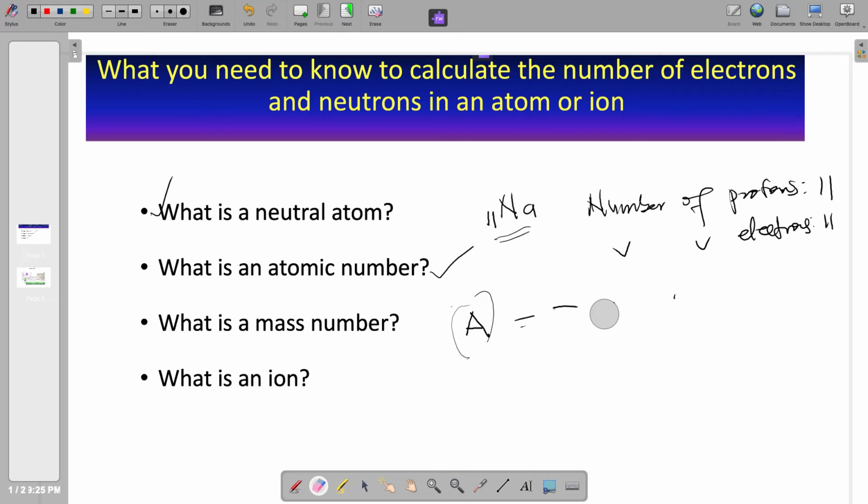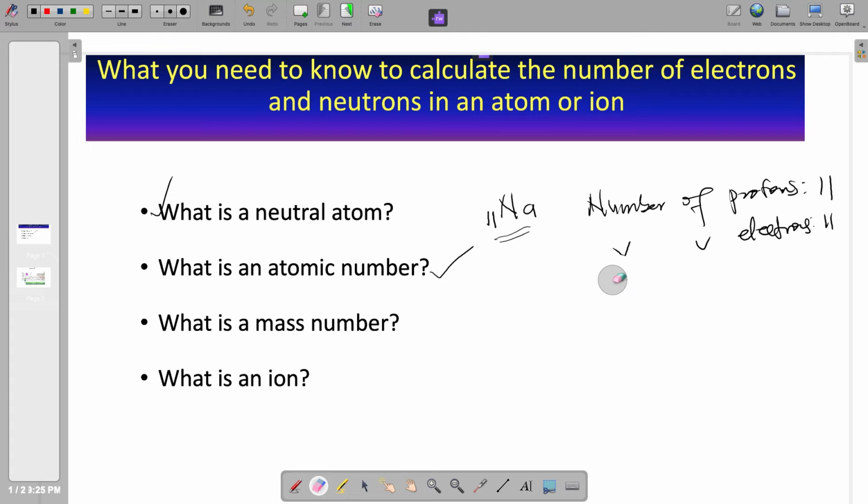Now, what then is an ion? An ion is a charged atom. We have two types of ions. One type is the positive ion, called the cation, and the other type is the negative ion, called the anion. Okay. So, how do ions form? Ions are formed when an atom loses or gains an electron.